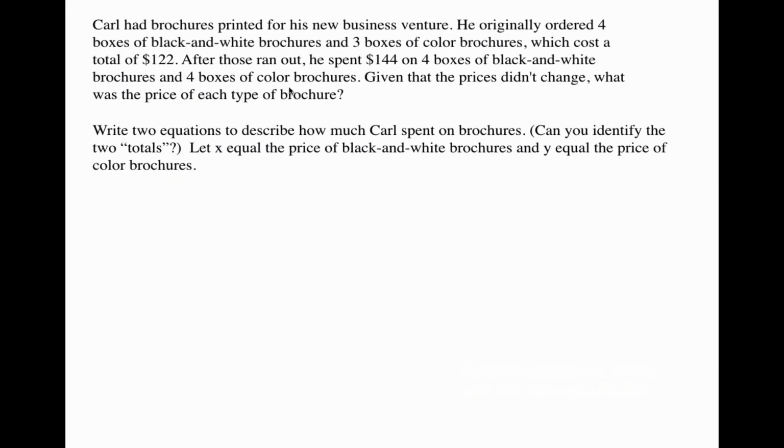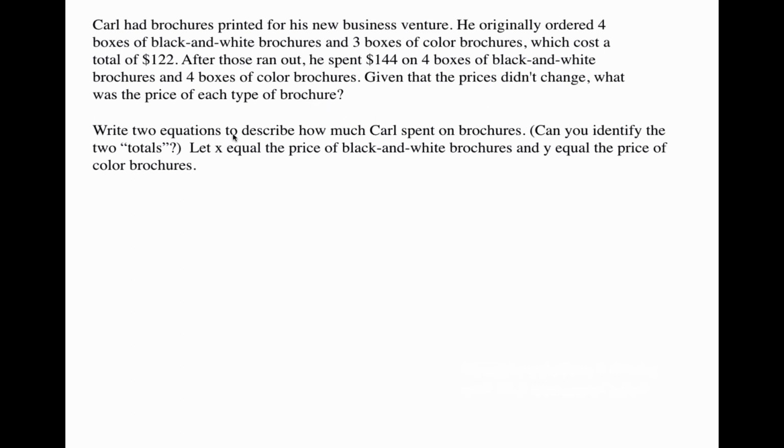So far all we've done is model situations where only one equation was needed. In this situation, two equations will be needed. So Carl had brochures printed for his new business venture. He originally ordered 4 boxes of black and white brochures and 3 boxes of color brochures, which cost a total of $122. After those ran out, he spent $144 on 4 boxes of black and white brochures and 4 boxes of color brochures. Given that the prices didn't change, what was the price of each type of brochure?